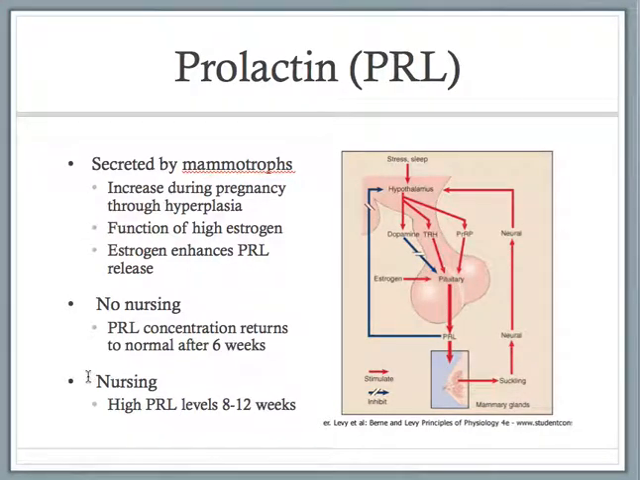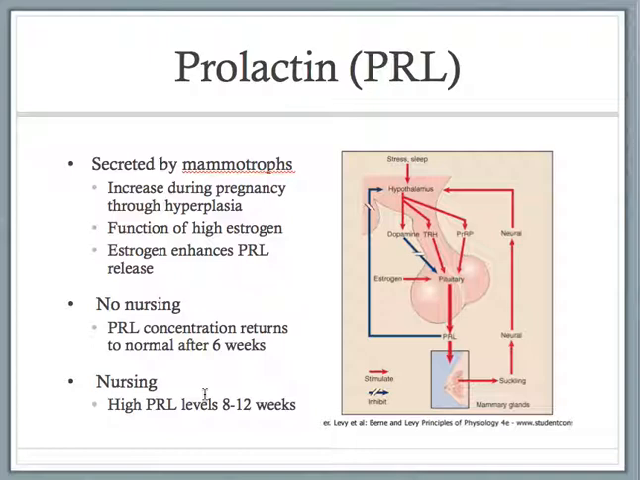If the woman chooses to nurse, the prolactin levels remain very high and elevated for 8 to 12 weeks to allow for that rapid growth period. And then they return to just kind of a baseline level of activity until there's no more nursing, and then there won't be any more activity.